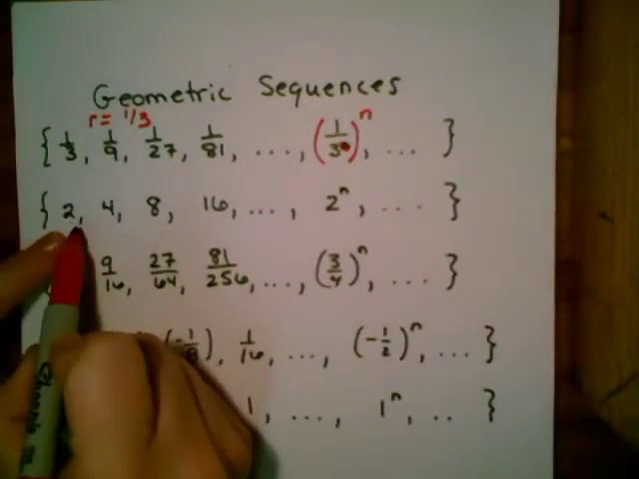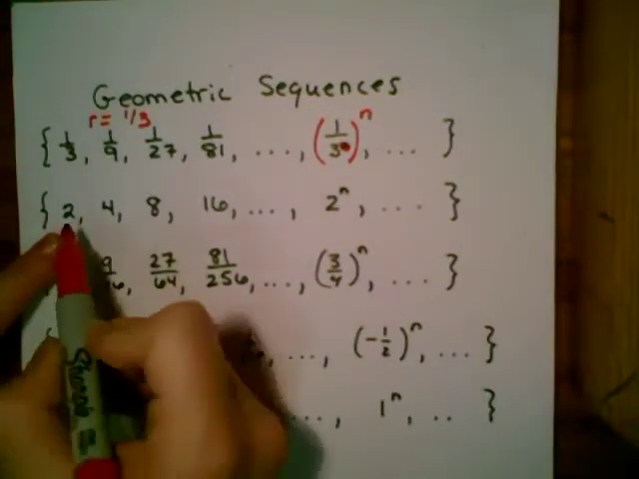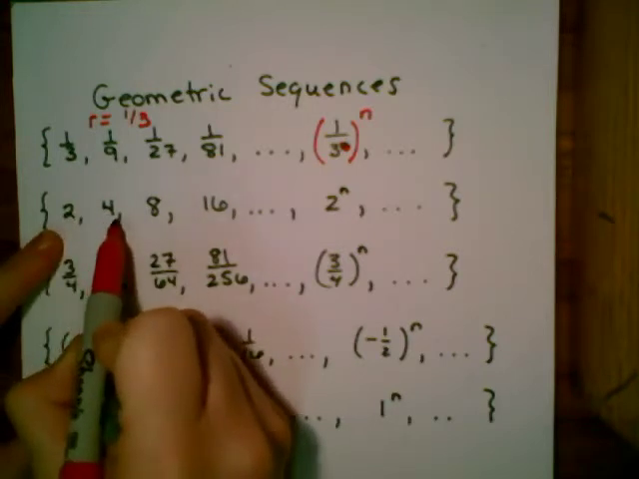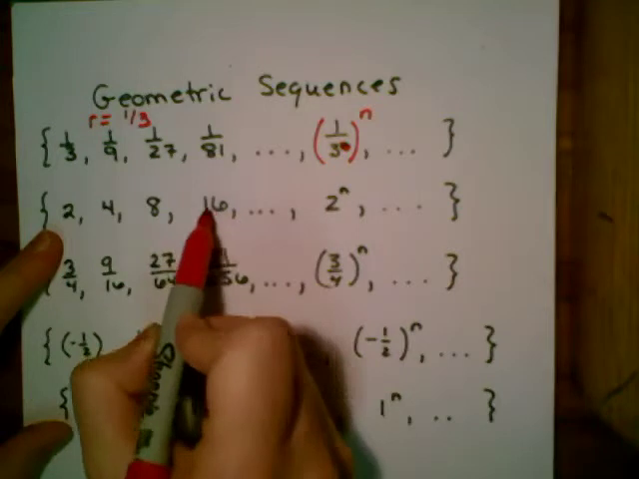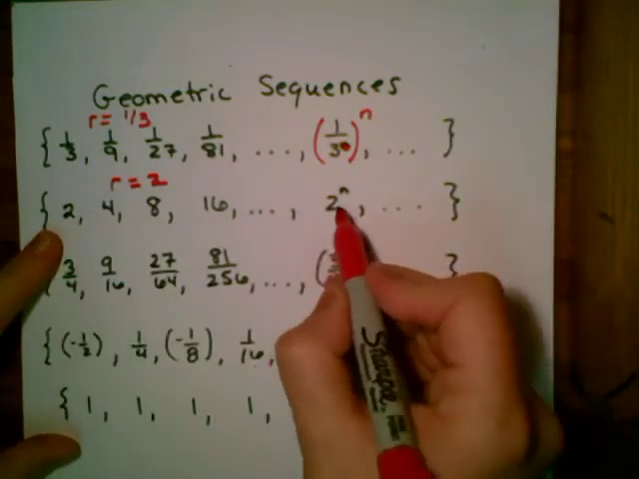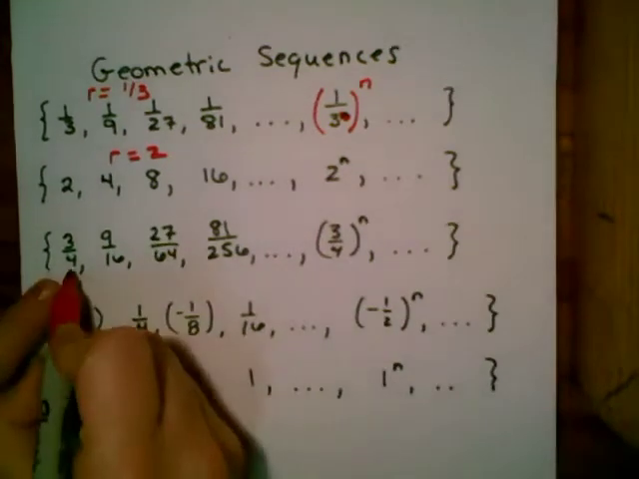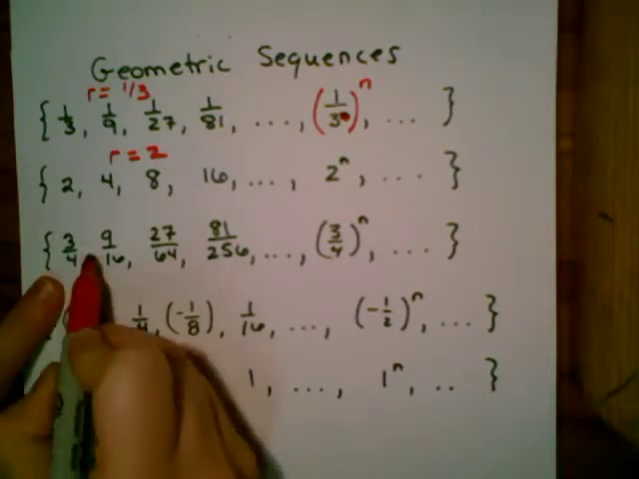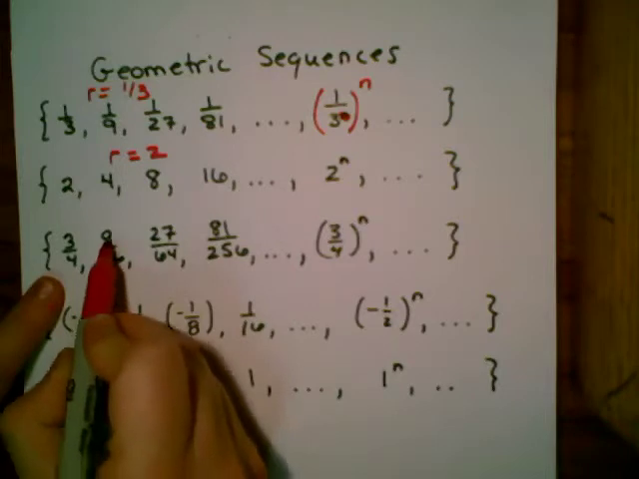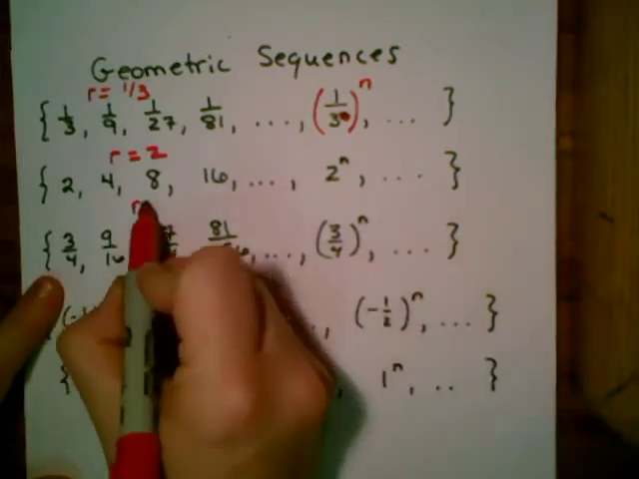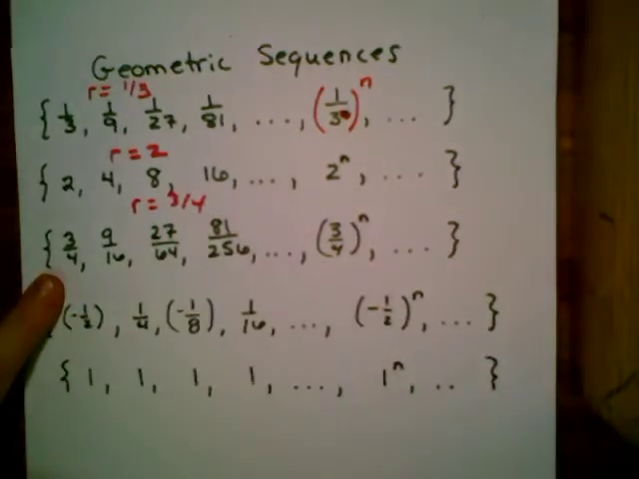Okay. Is the second sequence geometric? Well, it's pretty clear that we double the first term to get to the second, and then double again, and double. So the common ratio would be 2, and the nth term could be written 2 to the nth. Third example, maybe some ratio like 3 to the 4th. Multiply the first term by 3/4, and we get 9/16, and so on and so forth. So R is 3/4.